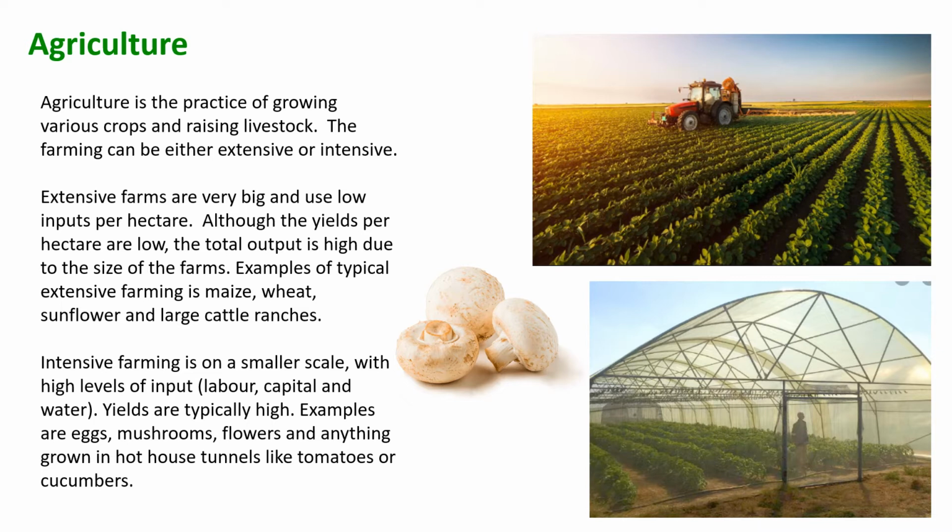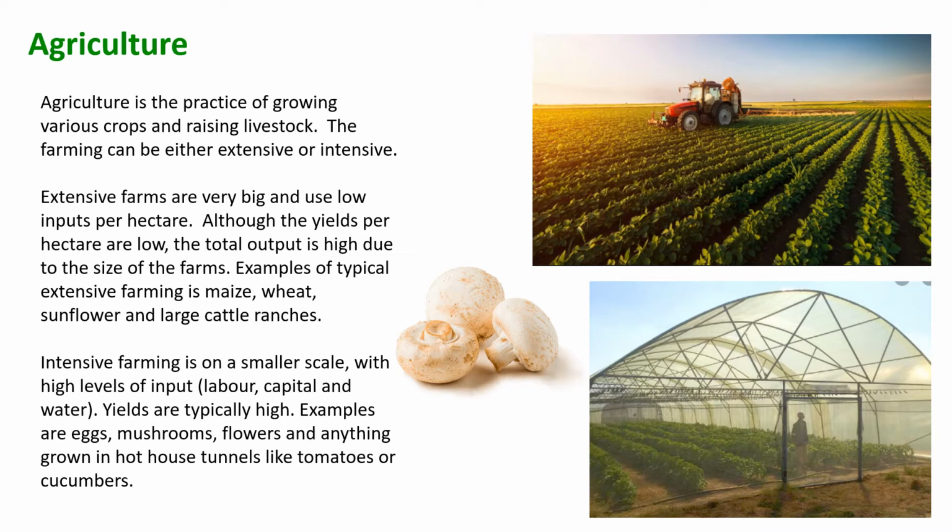Extensive farms are really big farms. They have low inputs per hectare, although their yield per hectare is also low. The total output that they get is high, and this is because of the size of the farms. Examples of this are maize farms, wheat, sunflower, and the really large cattle ranches. This picture at the top here on the right-hand side would be an extensive farm.